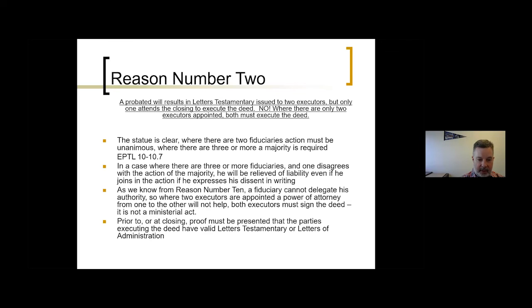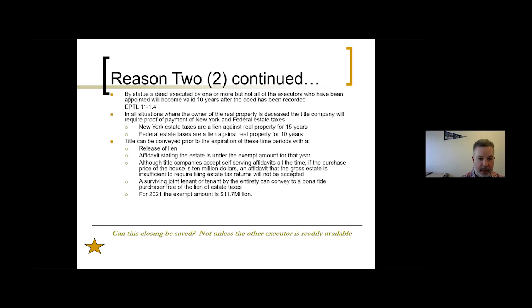We need valid letters testamentary or letters of administration. There's a little known fact that by statute, a deed executed by one or more, but not all of the executors appointed, will become valid 10 years after the deed has been recorded. So you could rely on it after 10 years. But obviously, in our situation, we're going to want all the executors to sign that deed. If there's 2 executors, we need them both.